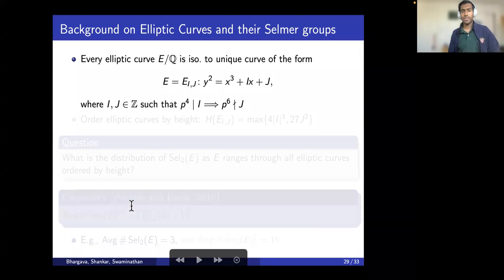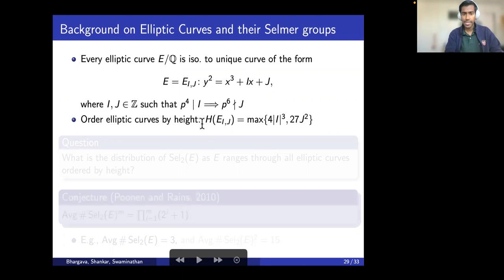Before I do that, I want to give some background on elliptic curves and their Selmer groups. So recall that every elliptic curve over Q is isomorphic to a unique curve of the form EIJ with equation y squared equals x cubed plus ix plus j, where i and j are integers such that if p to the 4 divides i, then p to the 6 does not divide j. And we order elliptic curves by height, so h of EIJ is just the max of 4i cubed and 27j squared.